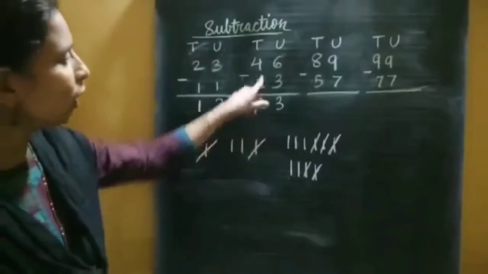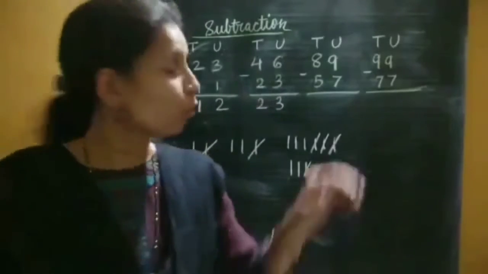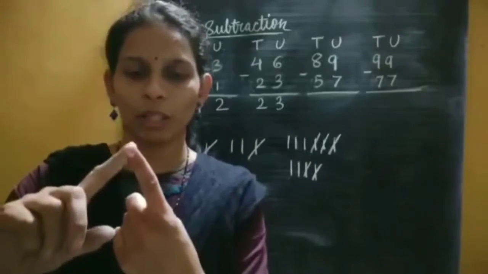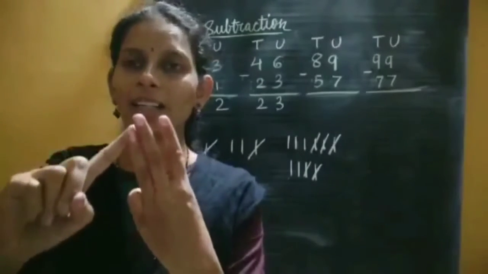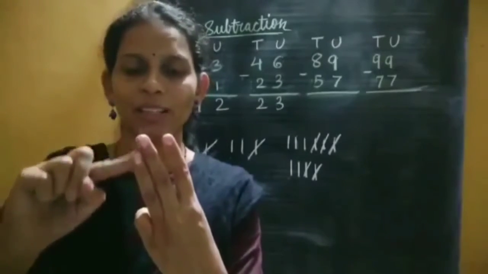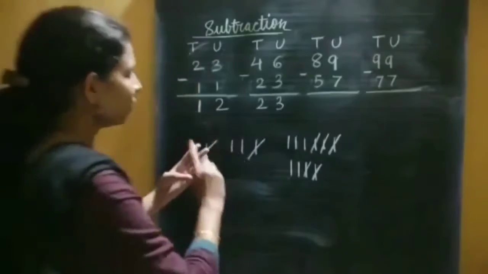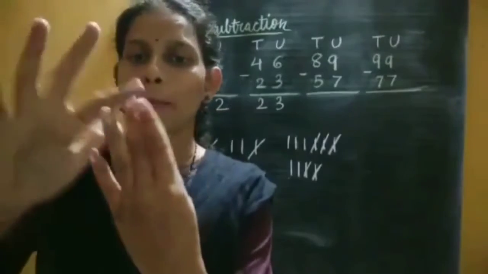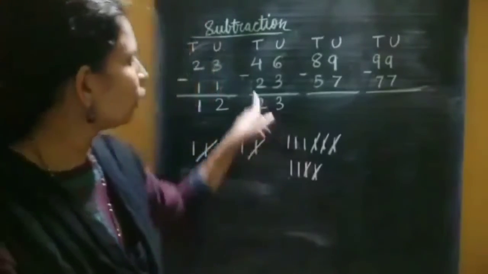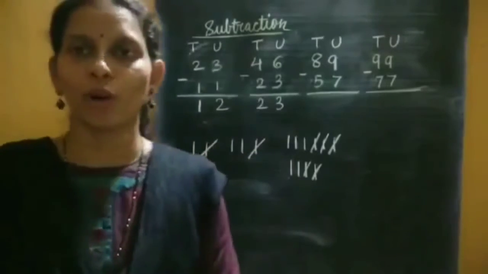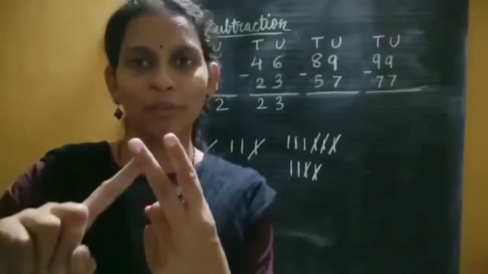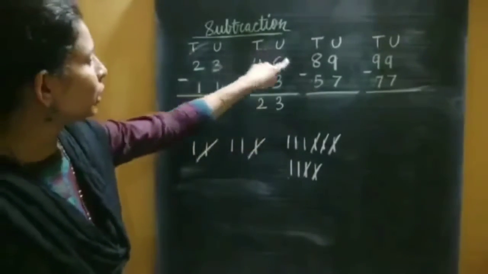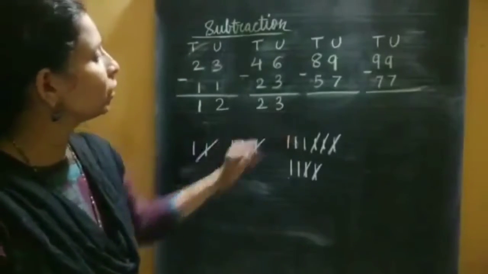So how to count forward? 6 minus 3, correct? From 3 to 6 you have to count numbers. From 3, just count: 4, 5 and 6. How many fingers? 3 fingers, and that's why the answer is 3. Or 4 minus 2. In this way you can do it. Or from 2 to 4 count forward, meaning after 2, 3 and 4. 2 fingers. So here you have to write 2. So students, 46 minus 23 is equal to 23.